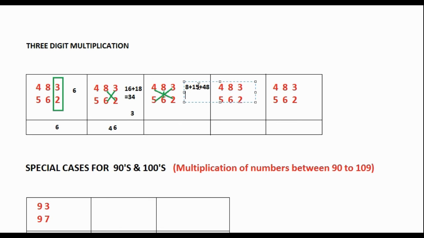We already have 3 from the previous step. So if we add that up, we will get 74. We already have this 4 and 6 from the previous step. So let me write 4 just before this. And we are taking this 7 carry over to the next step.